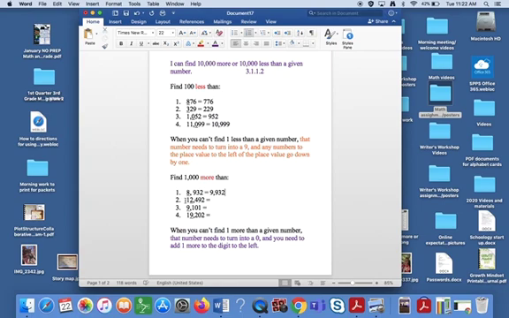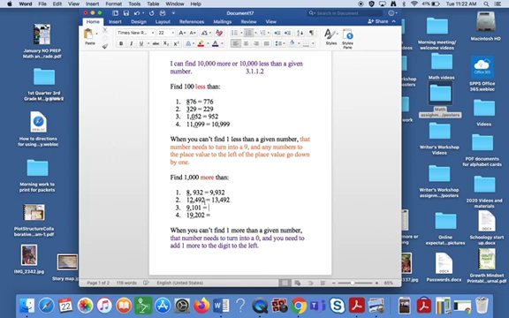Same thing here. We have 12,492. I know that right here I have the 1, and that 2 is going to change into a 3. It's going to go up by 1 in the thousands place value. And 492. So our new number is 13,492.